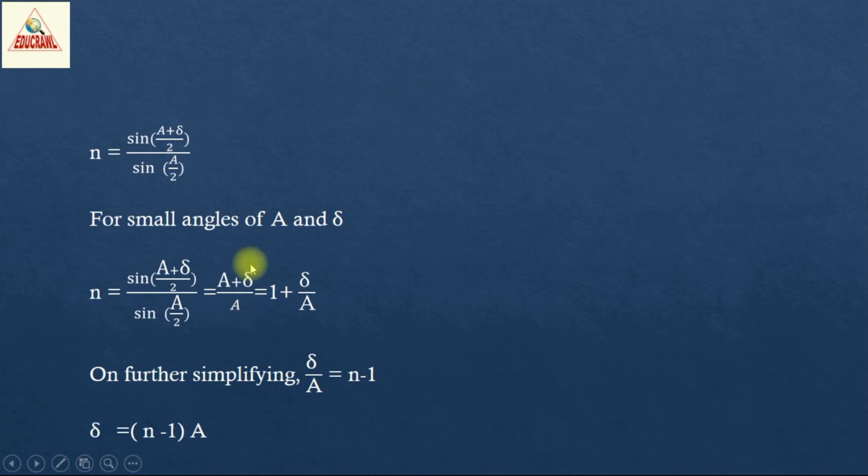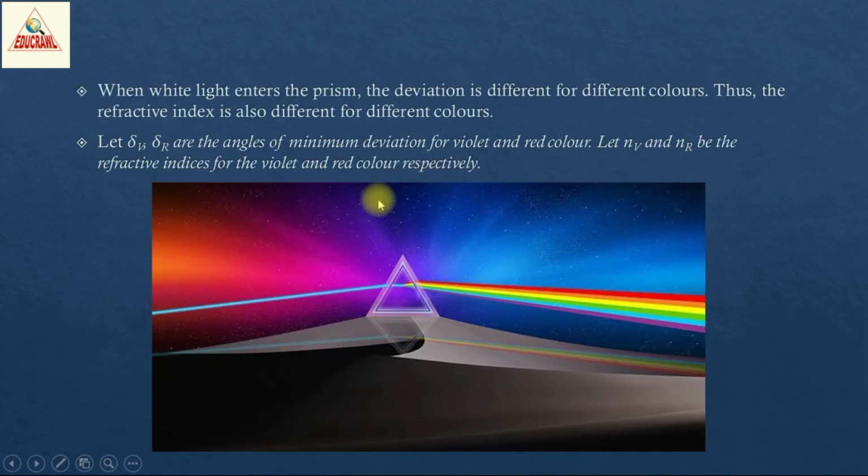So the 2 in the denominator gets cancelled and you will have the expression for refractive index as (A plus del) divided by A. You can cancel A in the numerator and A in the denominator for each term. So we will get 1 plus del by A. So n is equal to 1 plus del by A. Taking the 1 to the other side, we have del by A is equal to n minus 1. If you find an expression for del, del is equal to (n minus 1) into A. This is the expression for del.